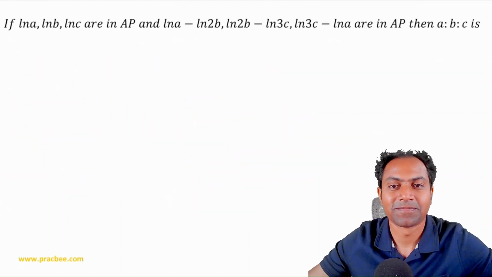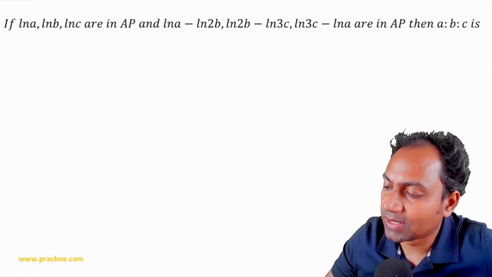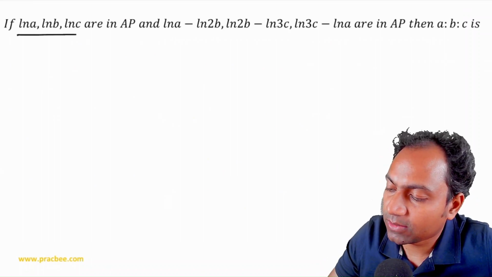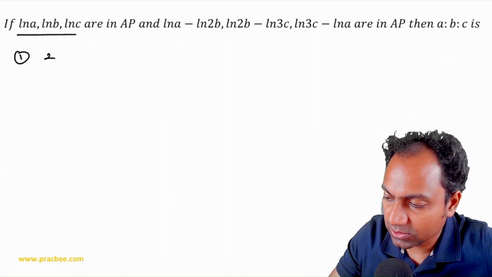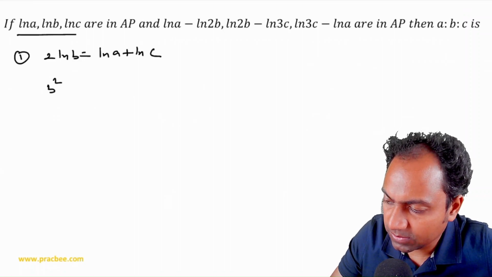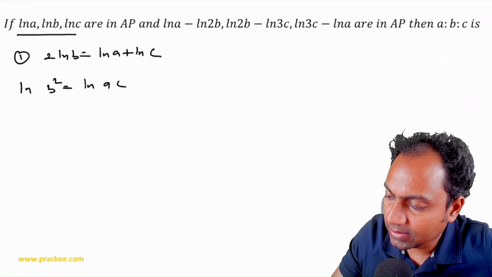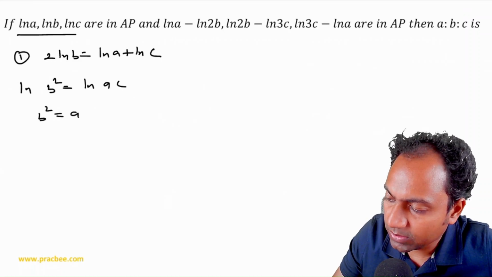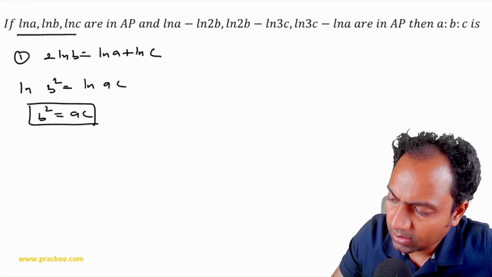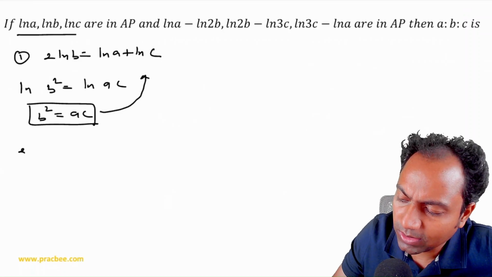Now in this next question, what we need to do is basically we need to apply the concept of AP. So if I apply in the first part, it is 2 times ln of B is equal to ln of A plus ln of C. So this becomes B square and ln of AC. So B square will be equal to AC. This is the first part. And also know with this property that if the terms are in GP, their log will be in arithmetic progression. So from there also you can directly do.